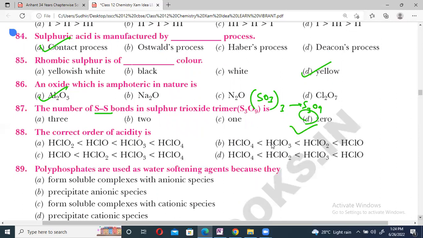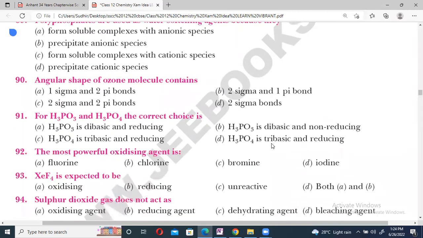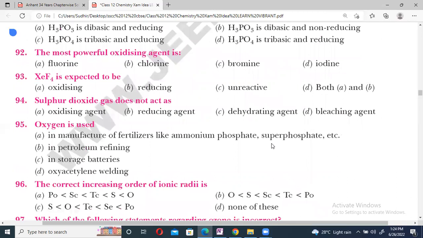88. The correct one, but this is from the 17 group. Then 89, 90. The angular ozone molecule contains 2 sigma and 1 pi bond. Then 92, it's coming from the 17 group. Then 94.